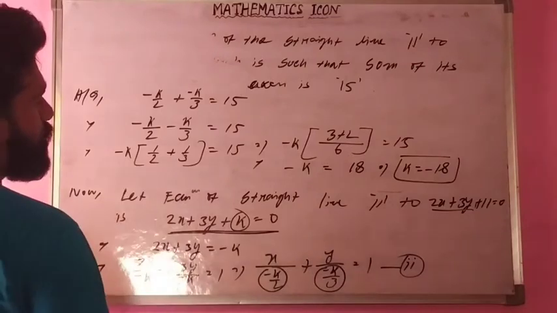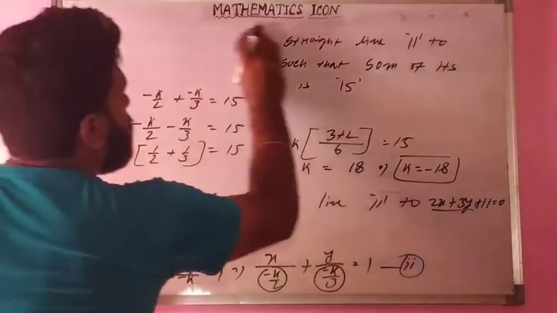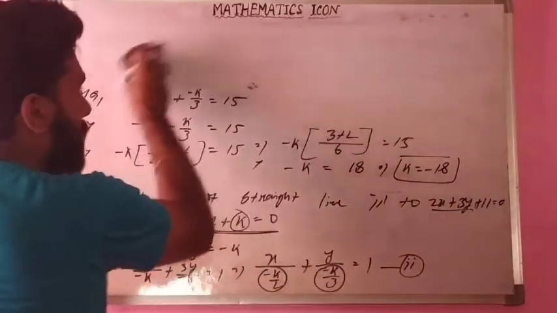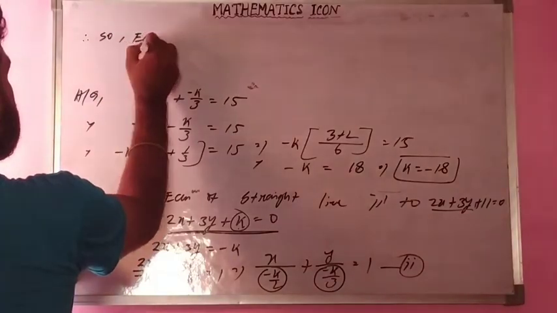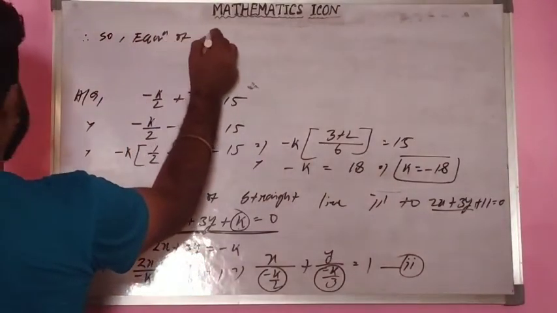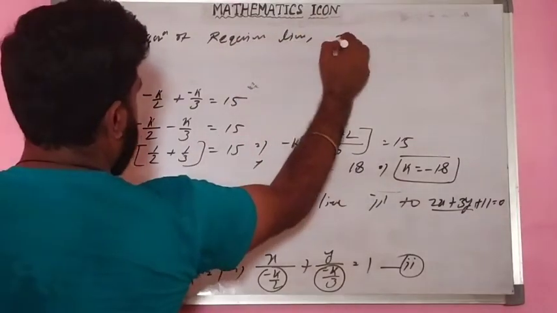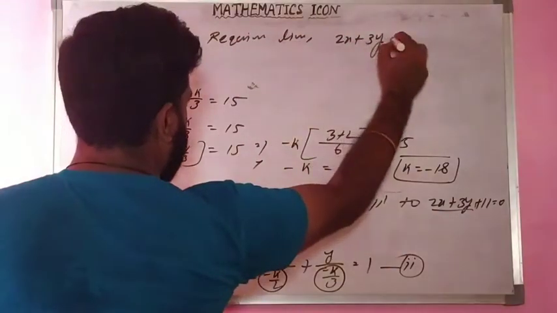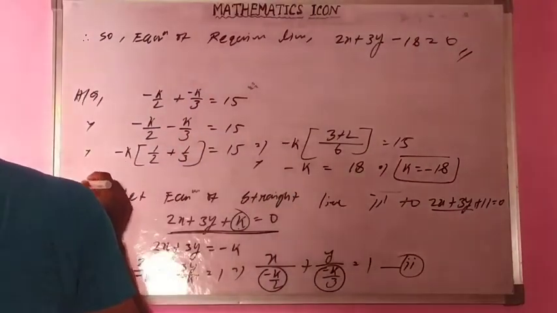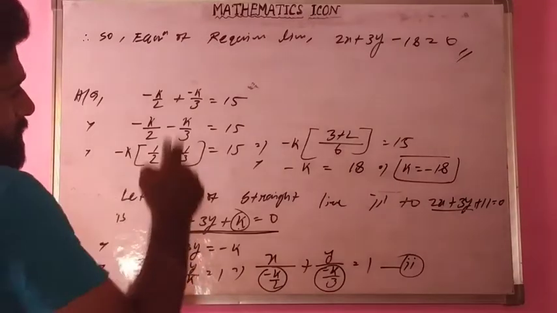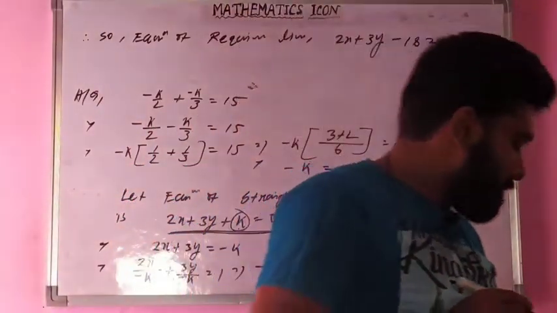Okay, so the equation of the required line is, you can substitute here also. So the equation of the required line is 2x plus 3y, with the value of k, minus 18. It means, okay, this is the final equation of the straight line. Done?